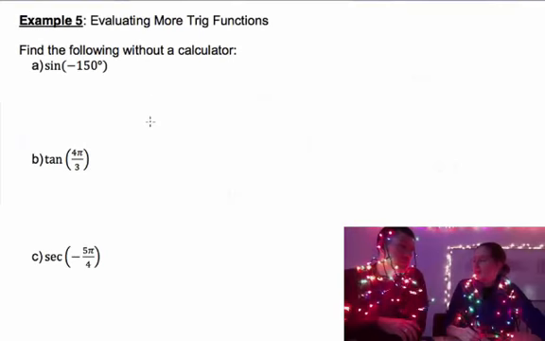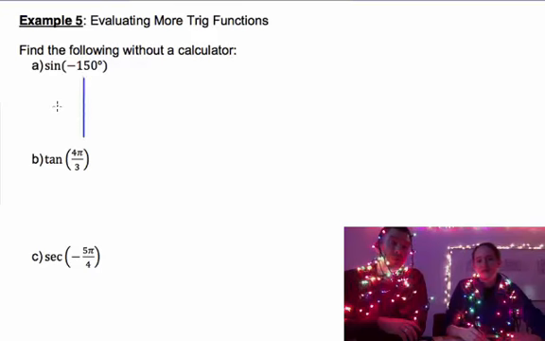Sine of negative 150 degrees. Festive Winter Holiday Light Edition. Right, without a calculator. So let's draw ourselves a picture. Always draw a picture. Here's our quadrants and a negative 150 degrees.